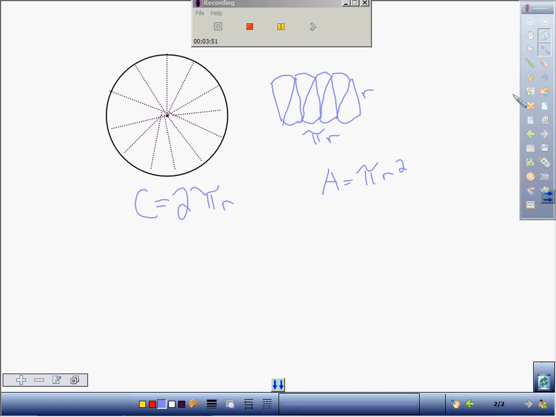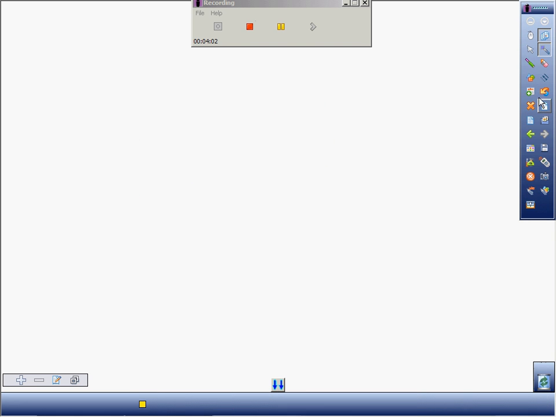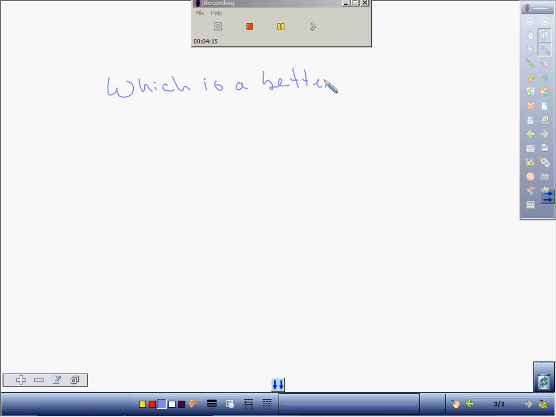So let's look at that. Let's look at a problem, because you're going to have a problem like this, and it's nice to start with a real life problem. These pizzas are really expensive. Which is a better deal? I always use a coupon too because I'm cheap. Which is the better deal?